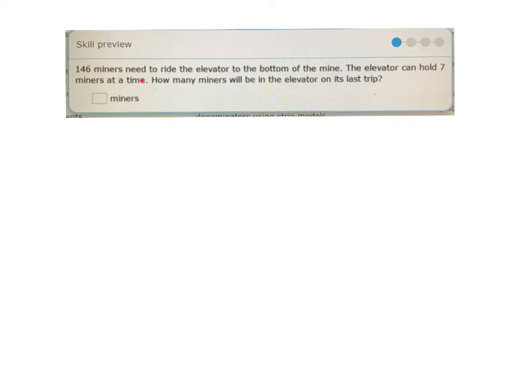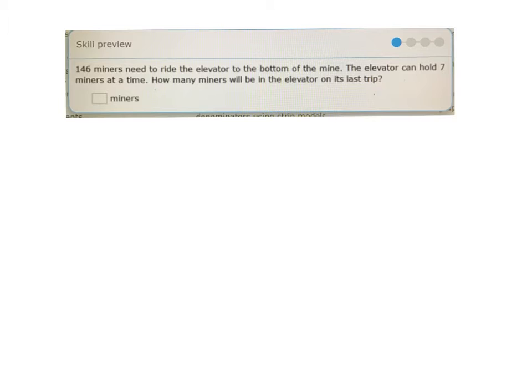146 miners need to ride the elevator to the bottom of the mine. The elevator can hold only 7 miners at a time. So how many miners will be in the elevator on its last trip? So we need to figure out how many groups of 7 we can take out of 146, and then how many will be left over for this last trip. And that's what the question's actually asking us.